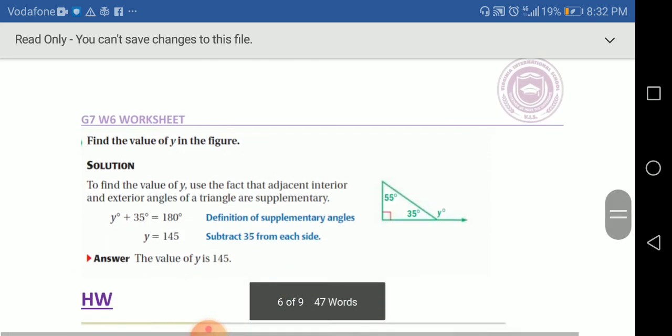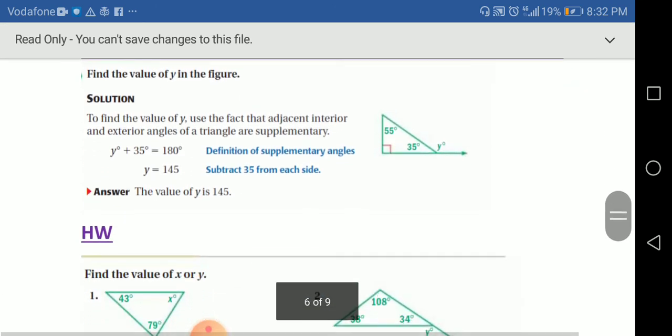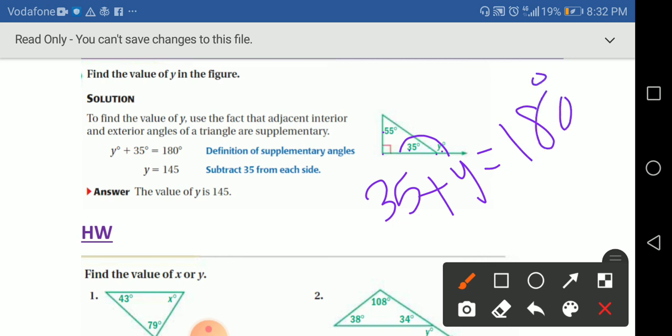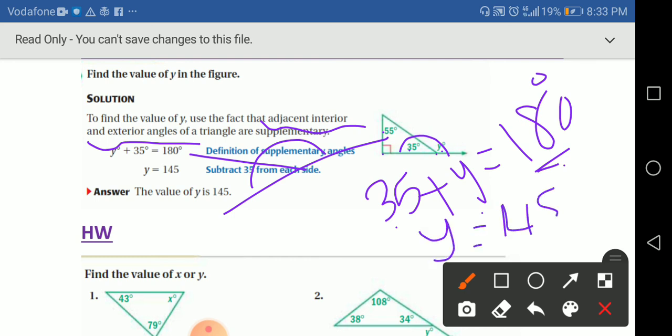So finding the measure of the exterior angle, find the value of y if it's given here. Here I want y. This is 90, 55, 35. So I can solve it by another solution. 35 plus y gives me what? What do you think, guys? 180. Why, guys? Because this is a supplementary angle. Why? Because we have adjacent interior and exterior angles, and they are supplementary. So 35 plus y will give you 180. So y alone will be 145.